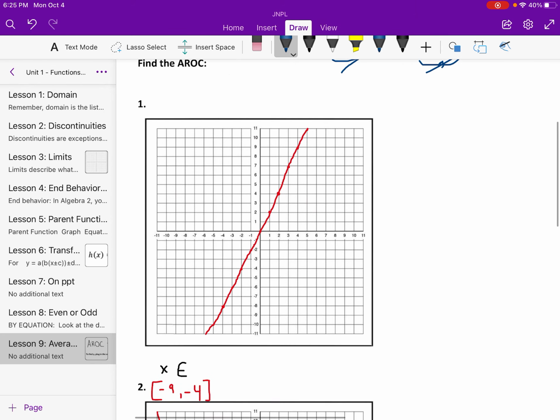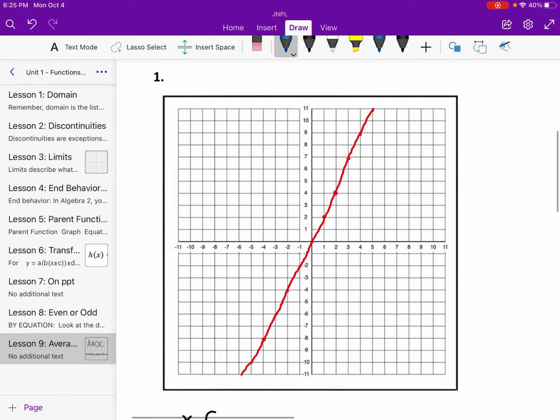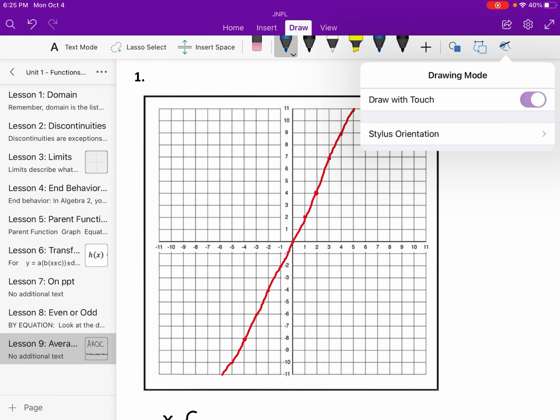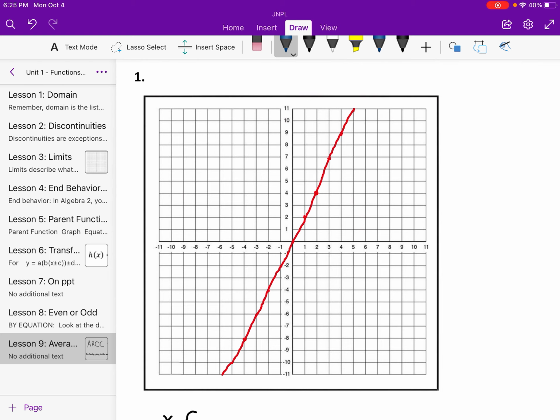So let's find average rate of change. For this one, now what you might know is this is a line. So for a line, what we can do is we just find 2 different points. Alright, we've found these points, and then we see how much it goes up, 2, and then 1. Since it is rise over run, or y over x, changing y over changing x, it is 2 over 1, which is 2. So the average rate of change is 2 for this graph.